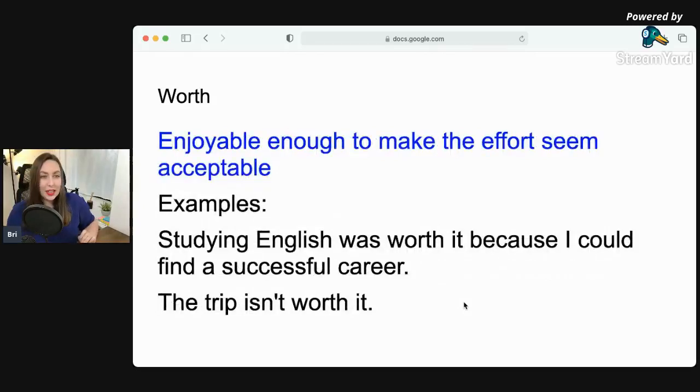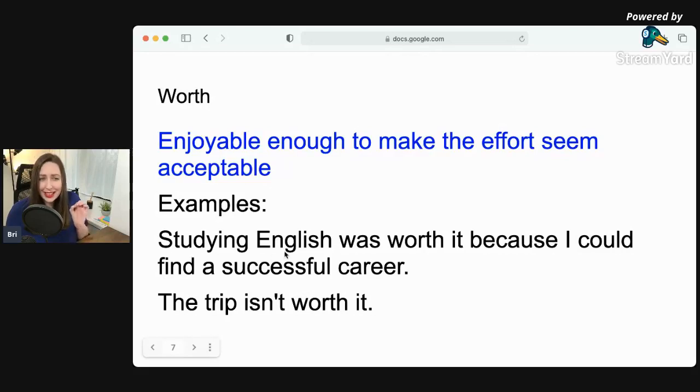Very good. Okay, next one. The next one is very, very common. This is one that you should know. So enjoyable enough to make the effort seem acceptable. So enjoyable, or you have enough advantages from something to make the effort or the pain you went through, the suffering you went through, to make that seem acceptable, okay?